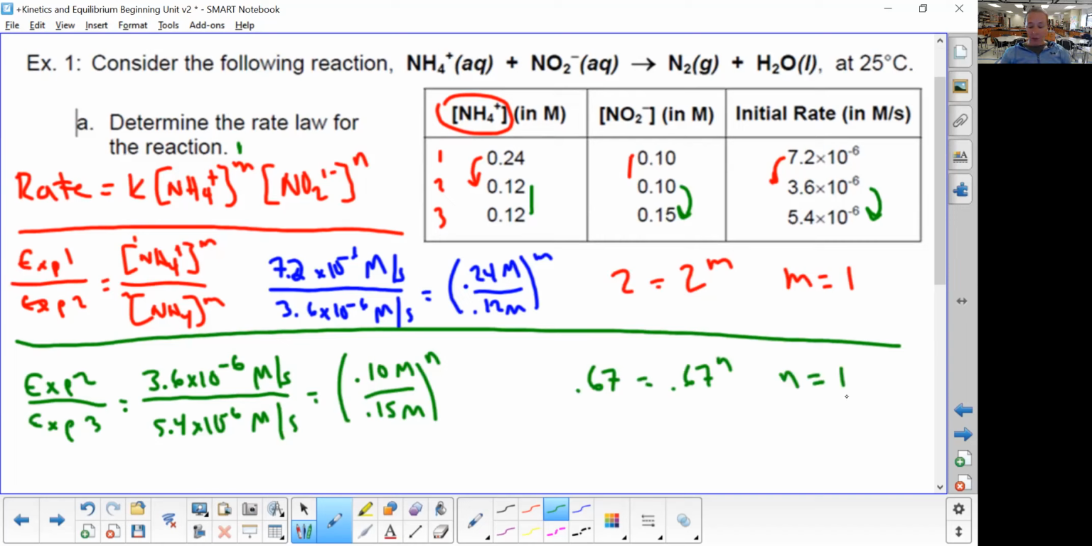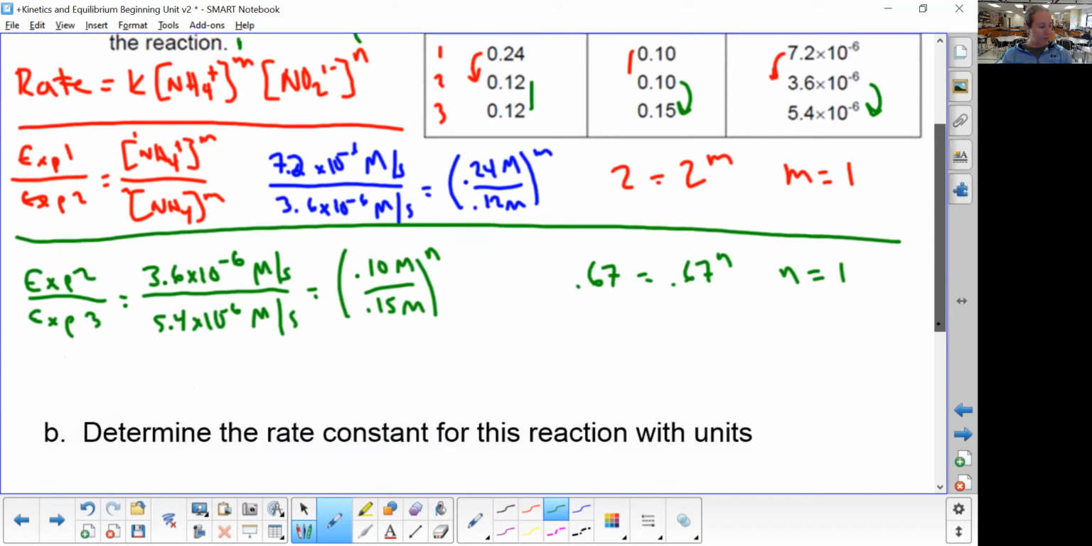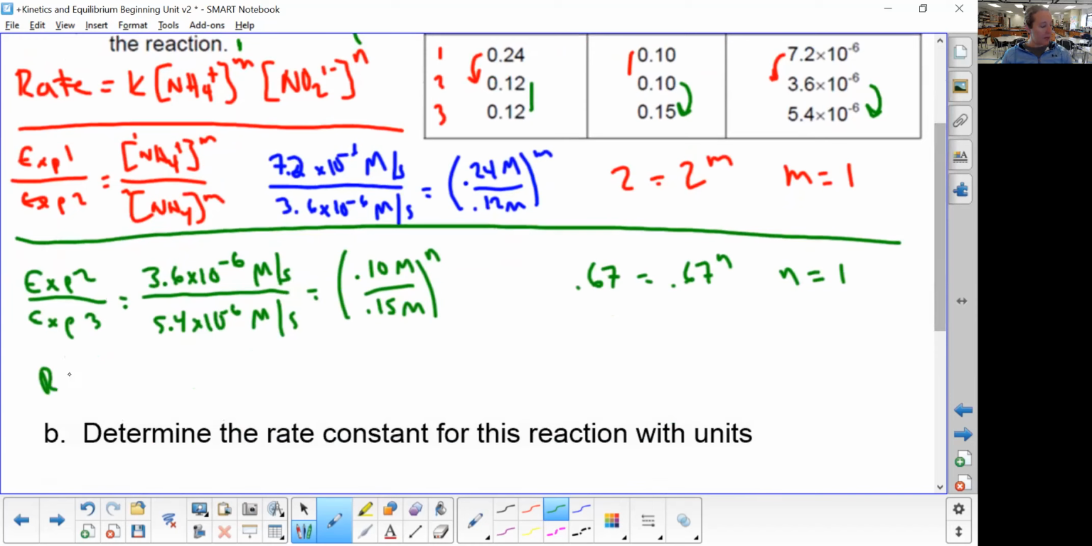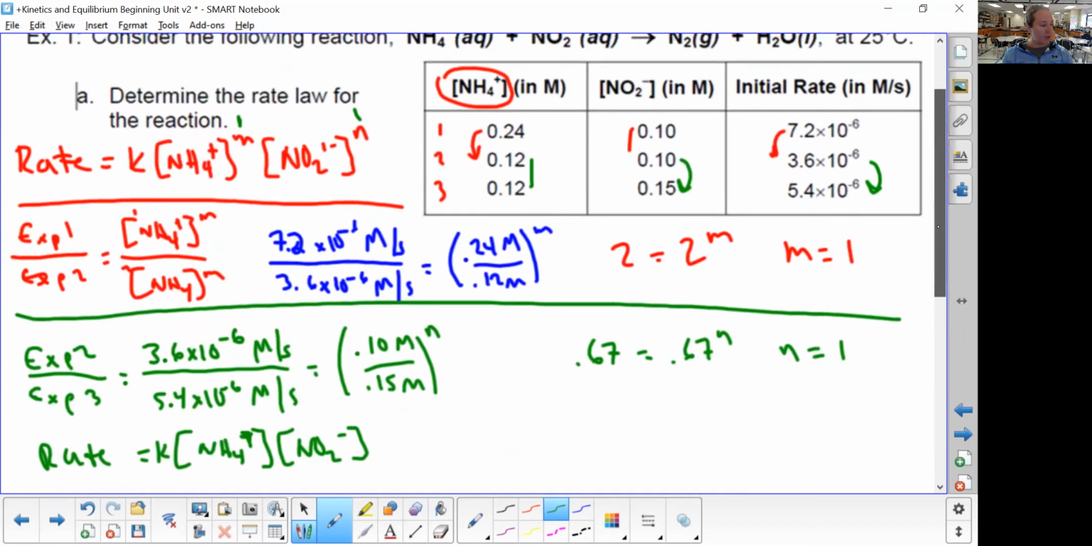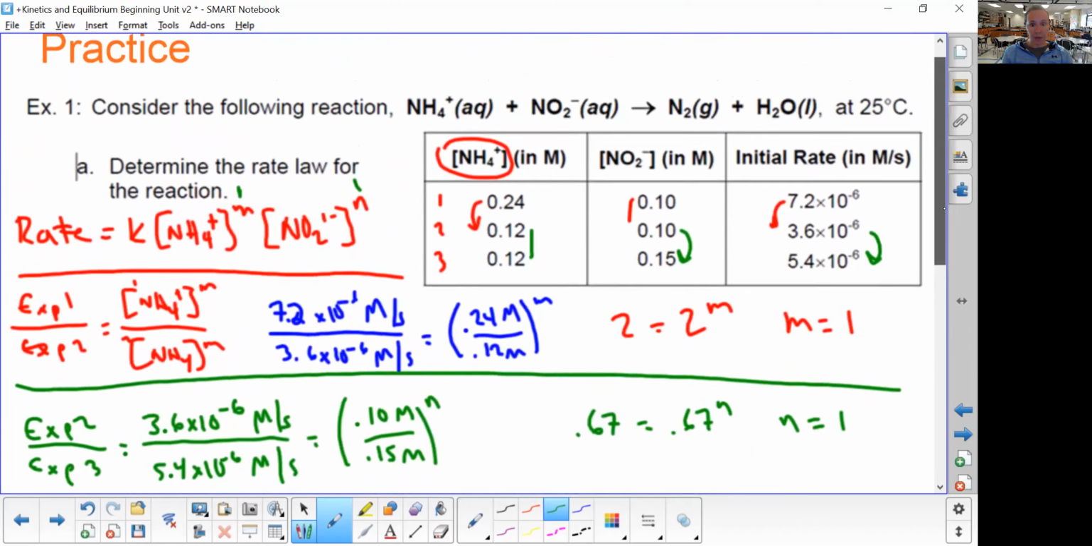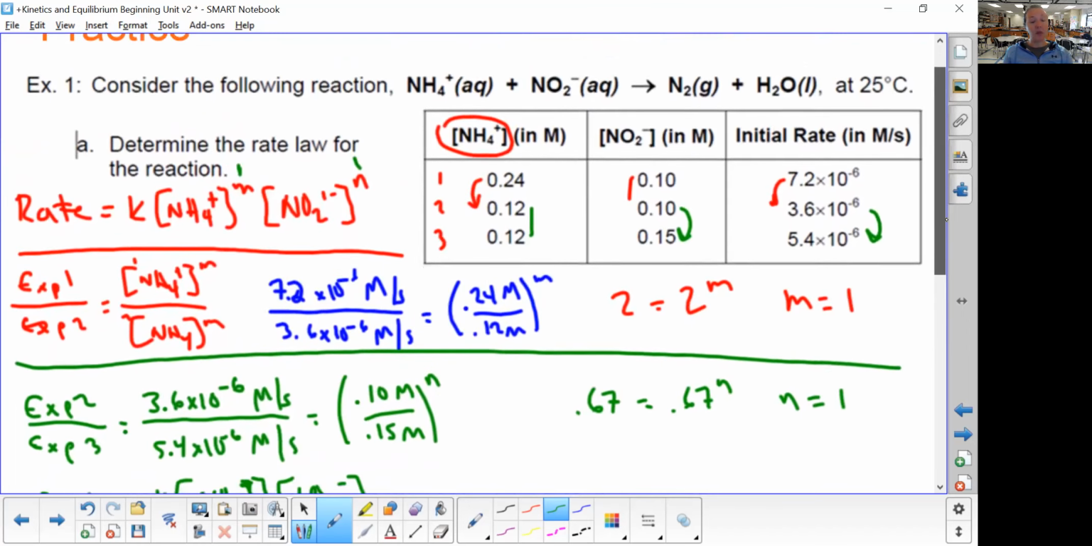So in this case, the rate law then is rate is equal to, so both of them double the rate when you change the concentration. So K times the ammonium ions raised to the 1, which is implied, and the nitrite raised to the 1, which is implied. It does happen to match the coefficients, but that's just coincidence.